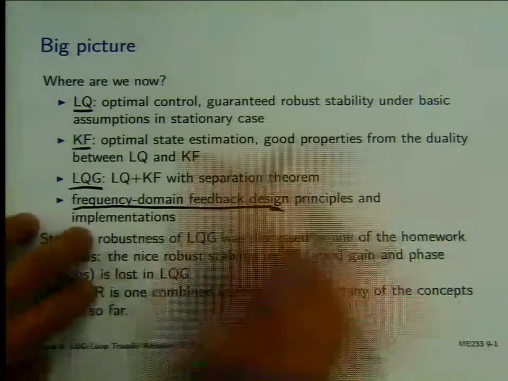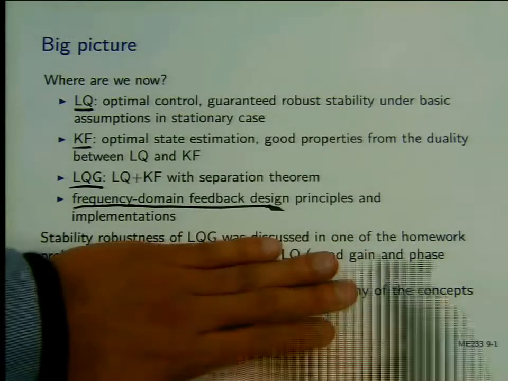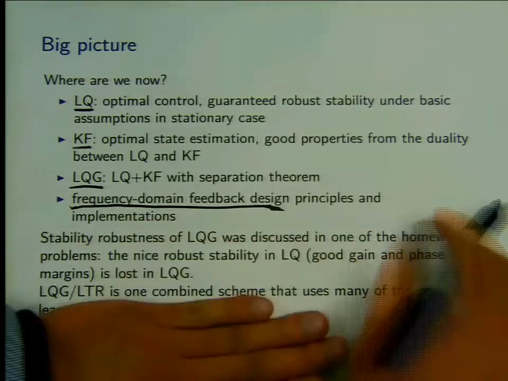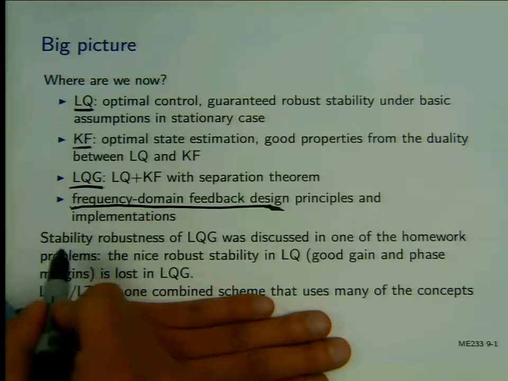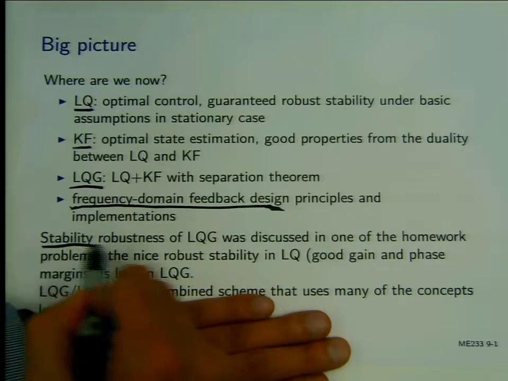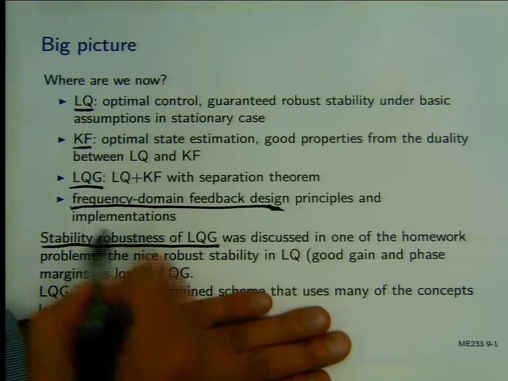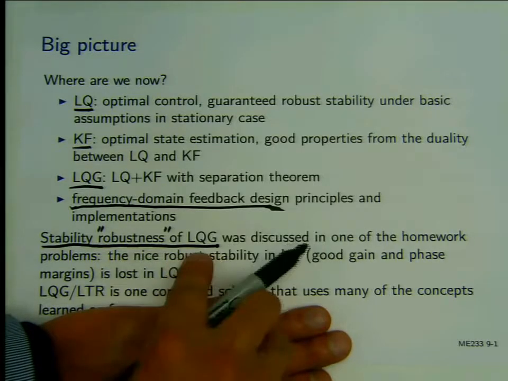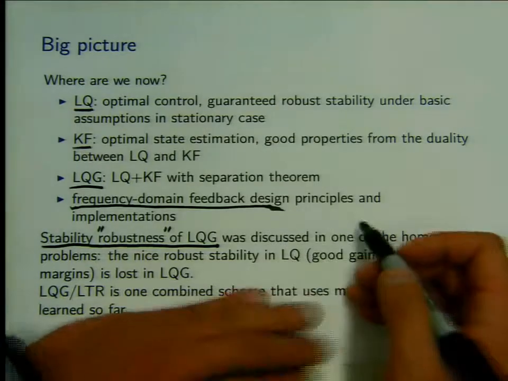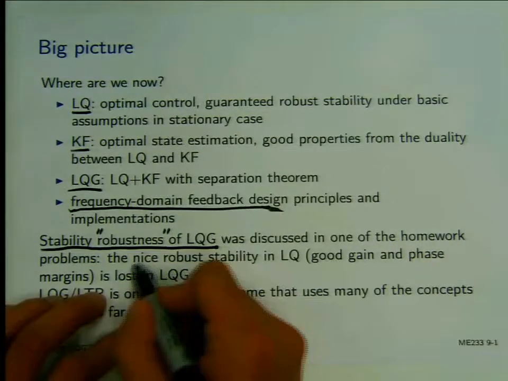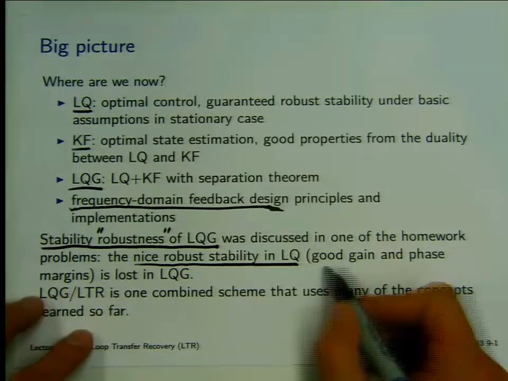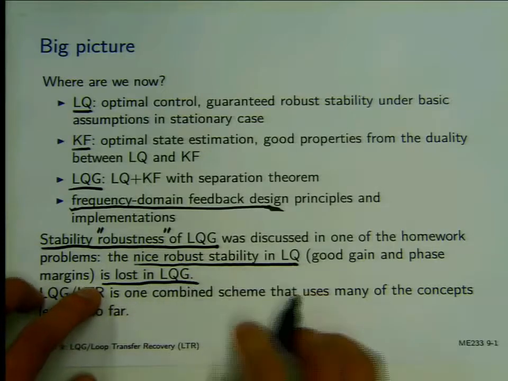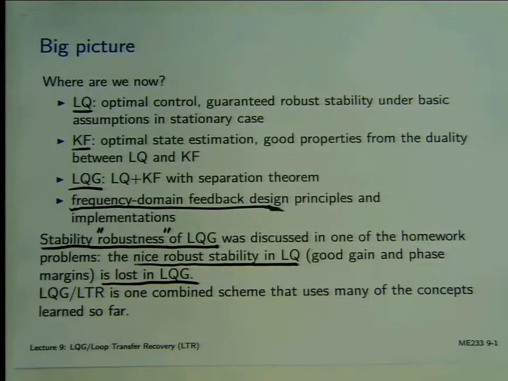So going back here, after postponing the homework due date, think about this. If you do the homework, there's one problem, I forgot which, talking about the stability robustness of the LQG problem, in the sense that if you have uncertainties in the plant, what kind of properties of LQG will come out? If you have finished that problem, you will see that the nice robust stability in LQ, the good gain margins and phase margins, will be lost in LQG. That's the result of that problem. Okay? So the message of that is LQG is not a robust control design.